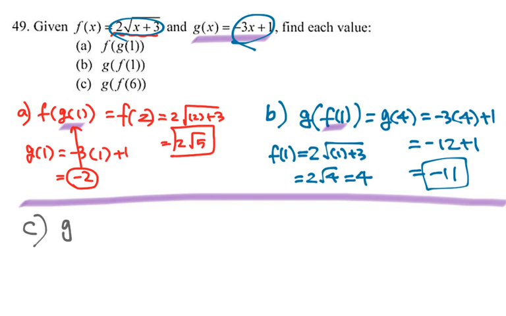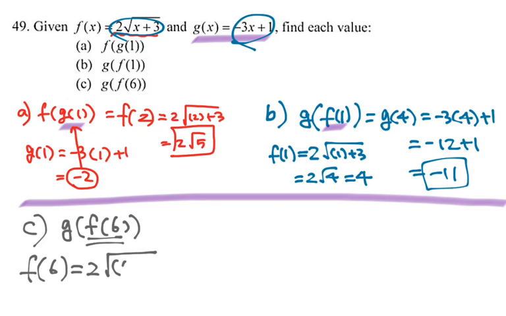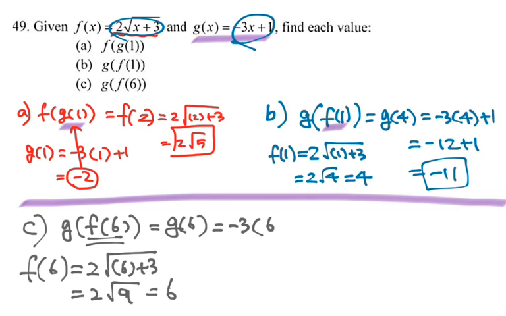Now, how about part C? g of f of 6. When you plug in 6 in place of x in the function f, we get something like this. Now, what is square root of 6 plus 3? That becomes 2 times square root of 9, and we know that this is equal to 6. So now our next step is to find g of 6. Once you plug in 6 in place of x, we see the answer is negative 17.